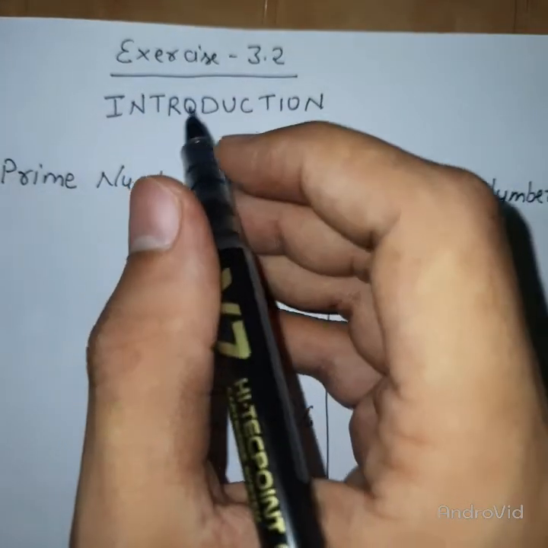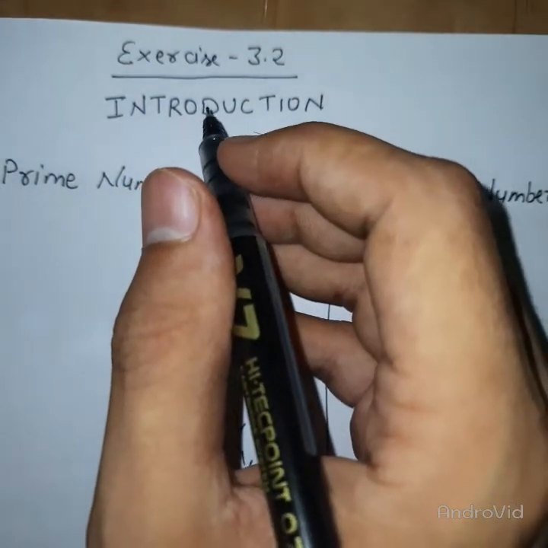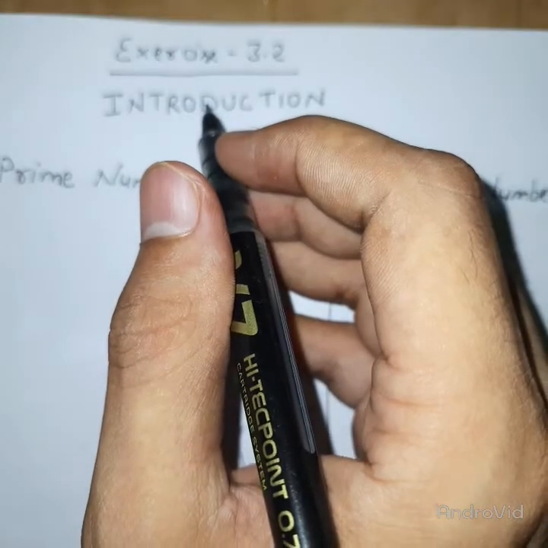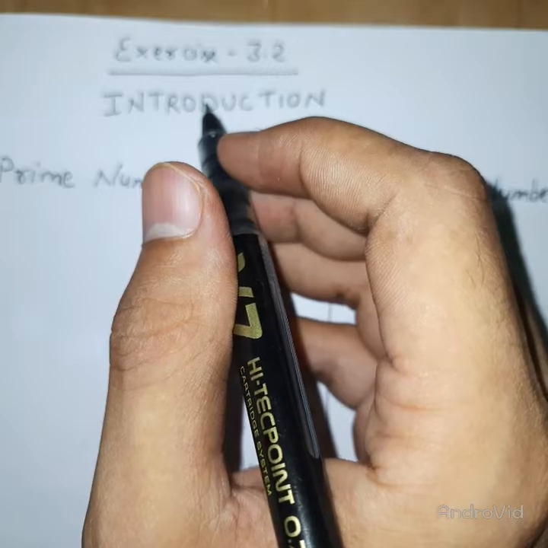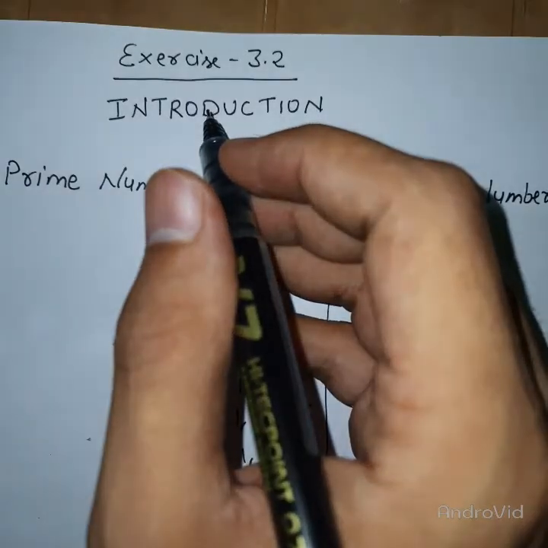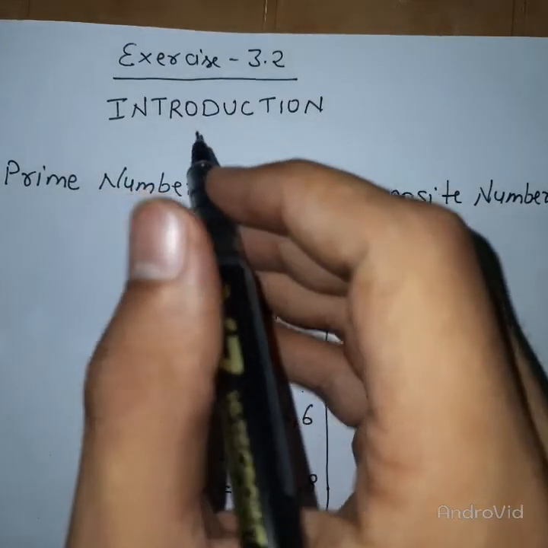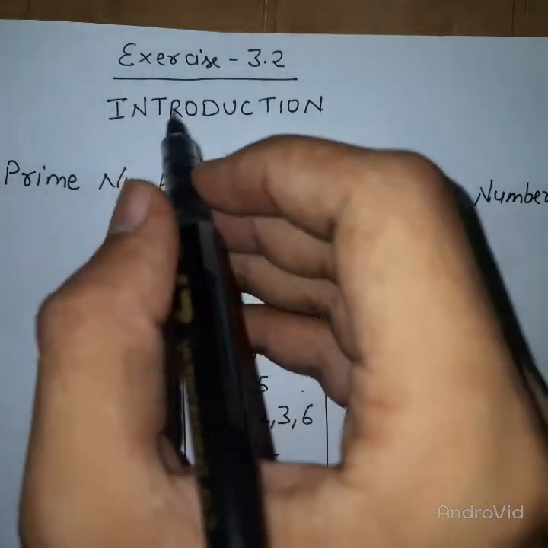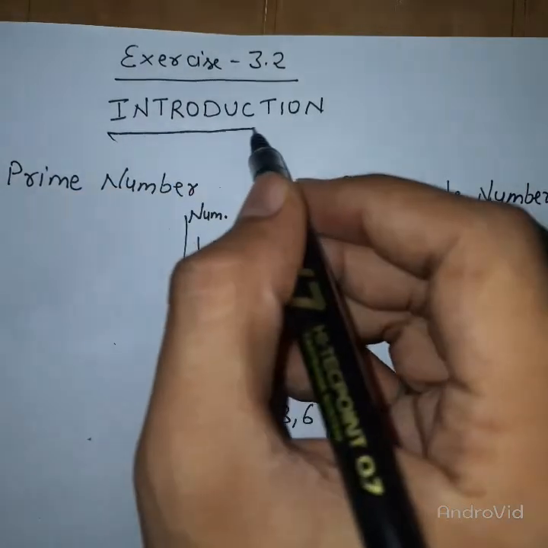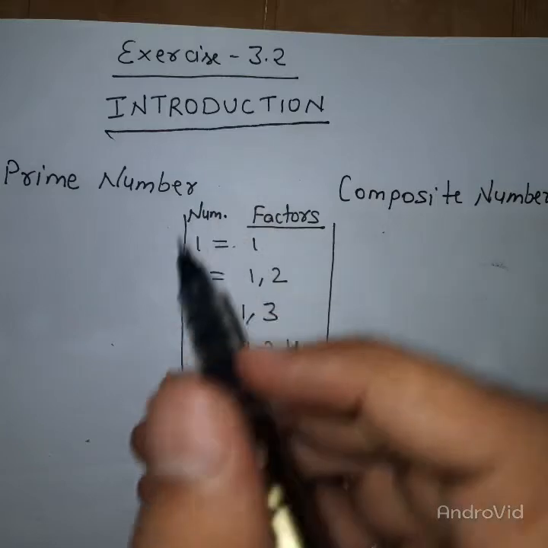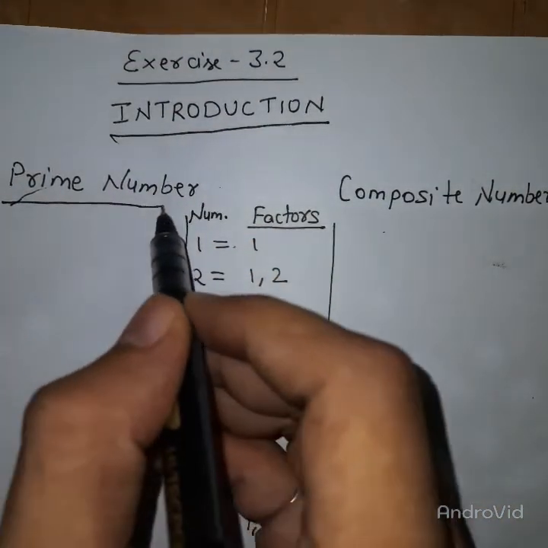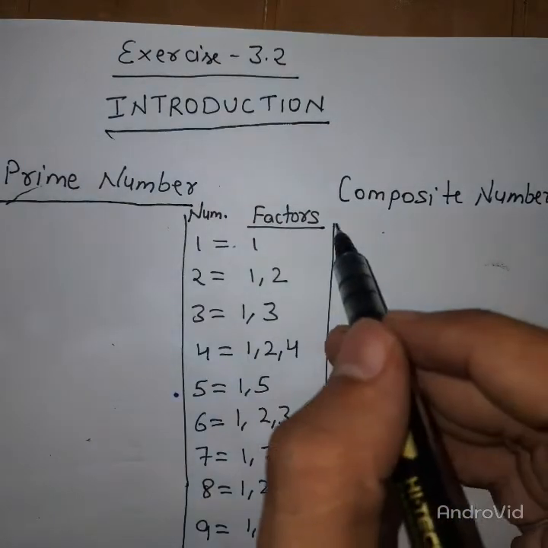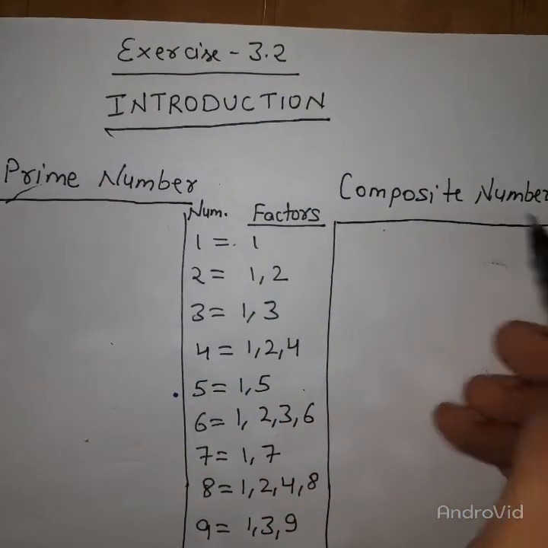Dear students, let us start our today's topic, which is from exercise 3.2. Introduction of exercise 3.2. So, let us start our introduction. In this exercise, we will learn what are prime numbers and what are composite numbers.